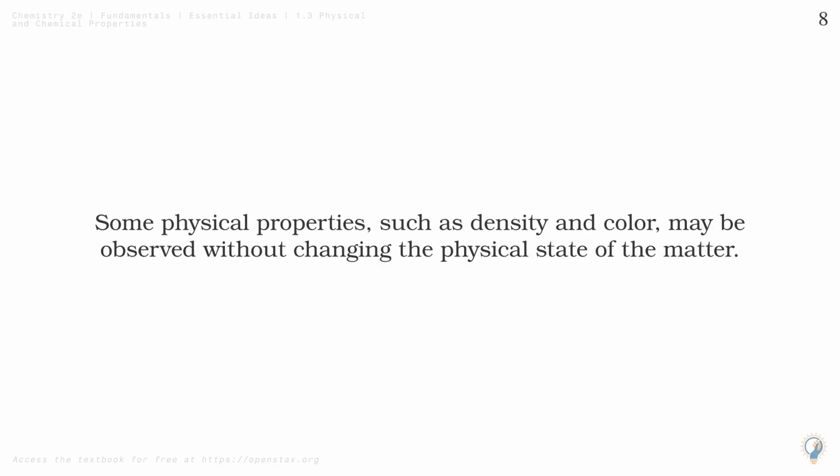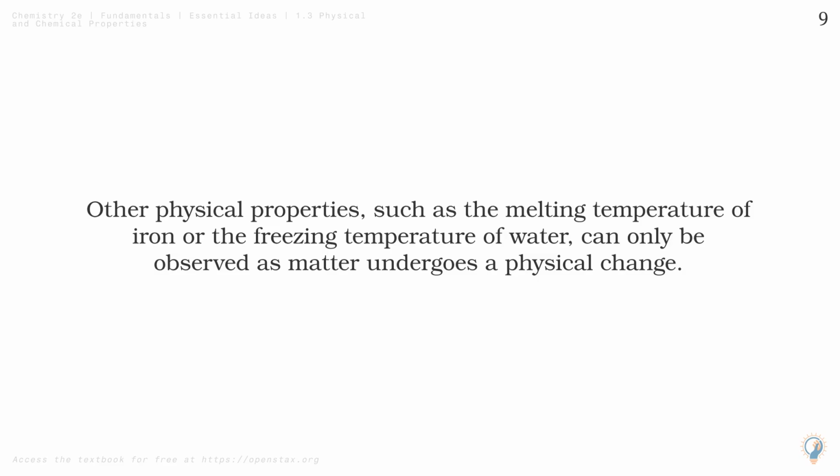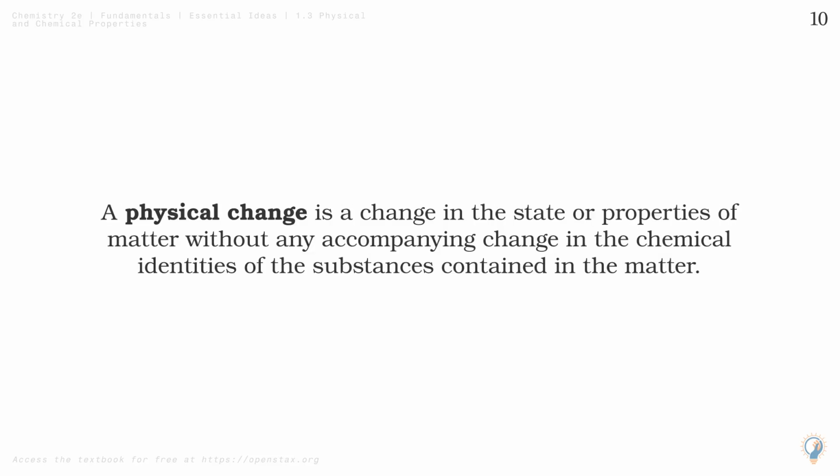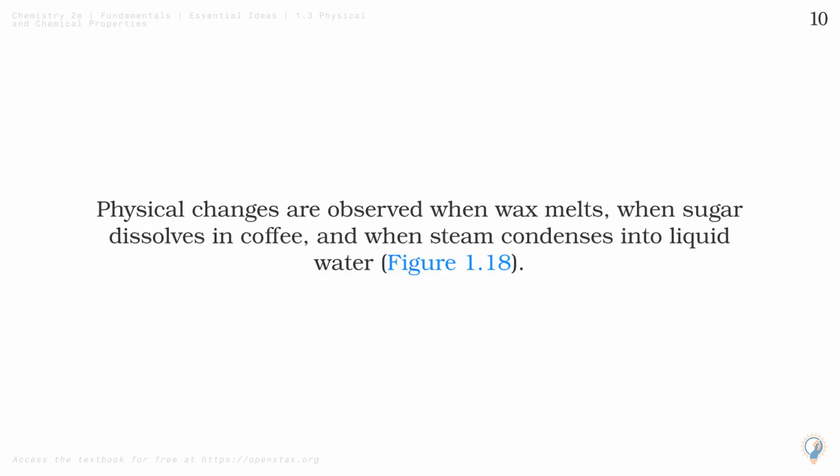Some physical properties, such as density and color, may be observed without changing the physical state of the matter. Other physical properties, such as the melting temperature of iron or the freezing temperature of water, can only be observed as matter undergoes a physical change. A physical change is a change in the state or properties of matter without any accompanying change in the chemical identities of the substances contained in the matter.